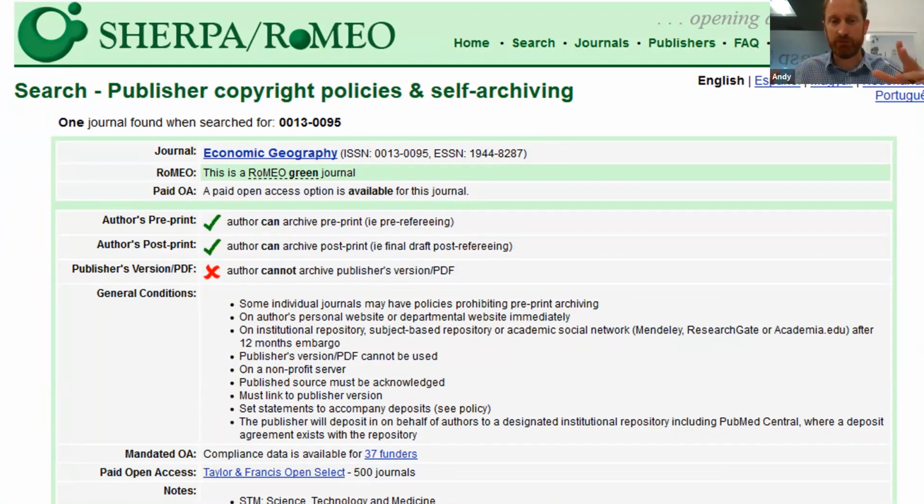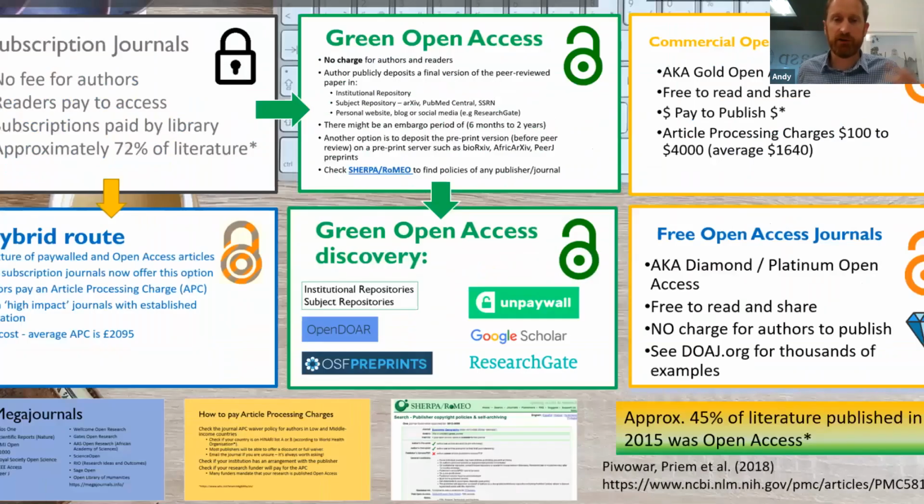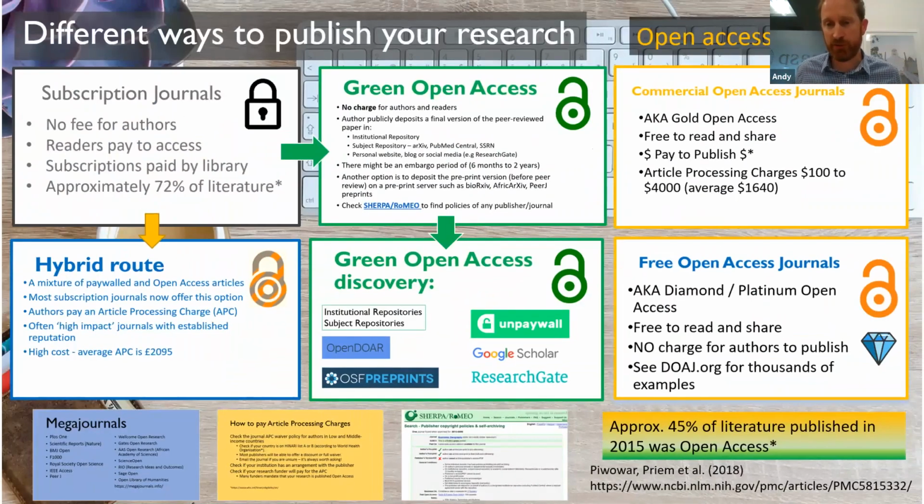So sometimes there's what's called an embargo period. It can be between 6 months and 2 years before you're actually able to share your paper in a public place. So it may be worth checking this website out at some point if you ever go to publish in a subscription journal. So that was my attempt to summarize all the different models of open access.